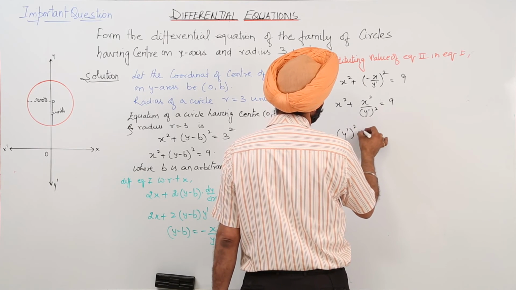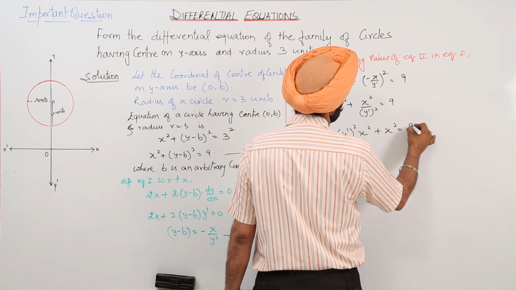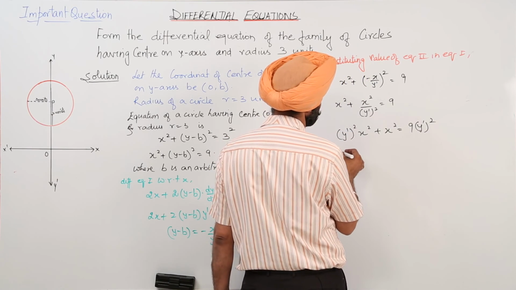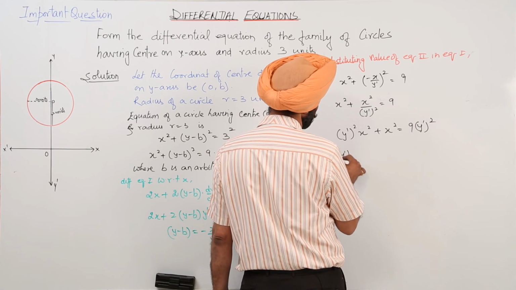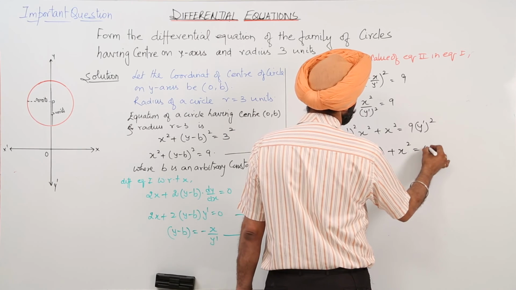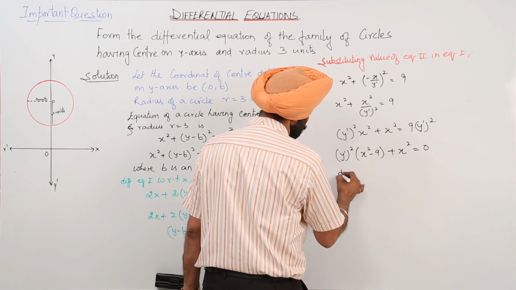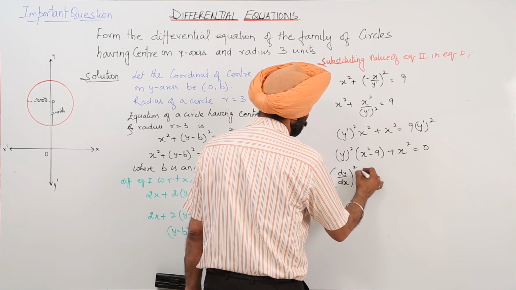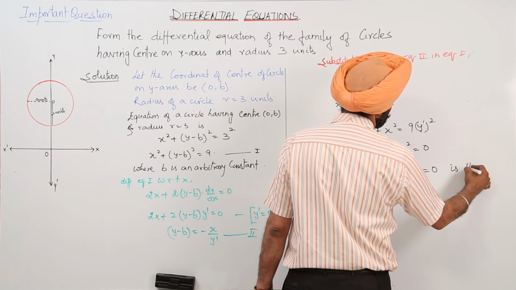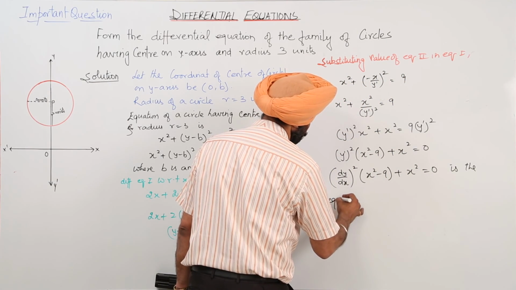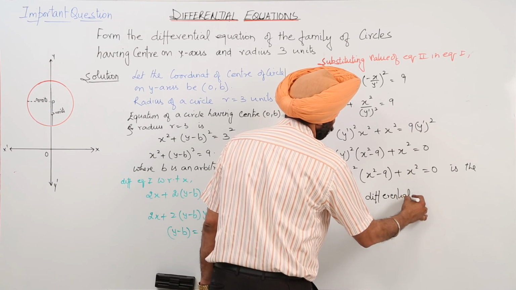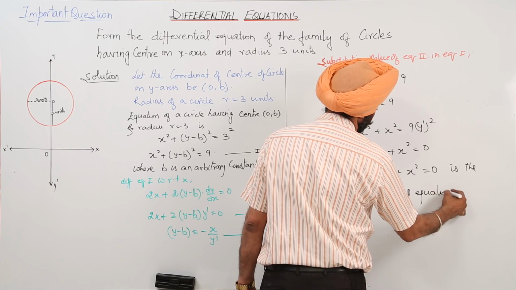y derivative whole square with x square plus x square is equal to 9 y derivative whole square. y derivative whole square with (x square minus 9) plus x square is equal to 0. (dy by dx) whole square (x square minus 9) plus x square is equal to 0 is the required differential equation. Answer.